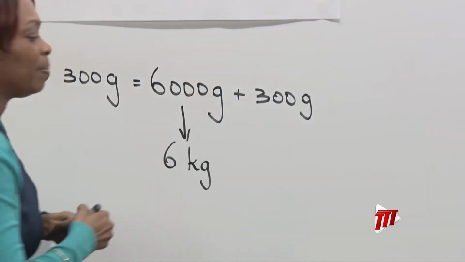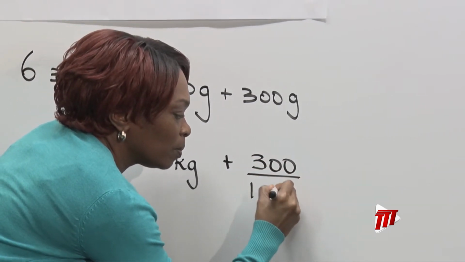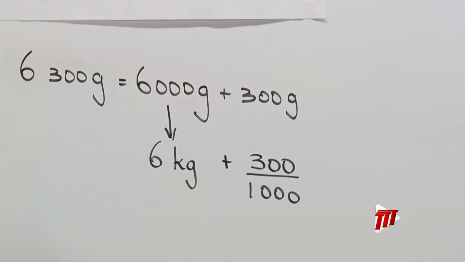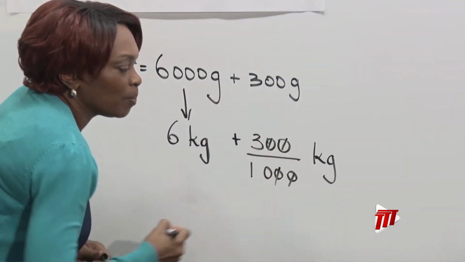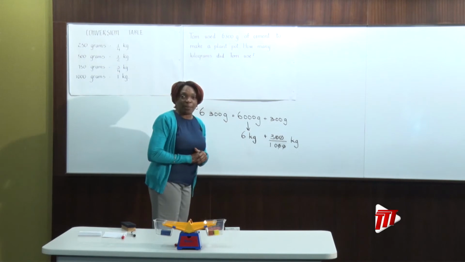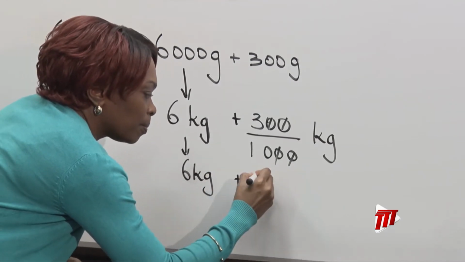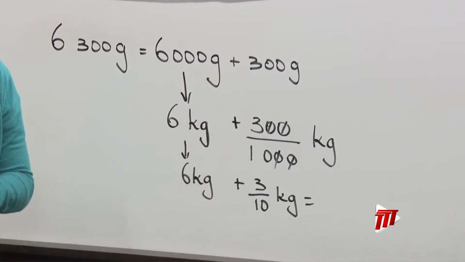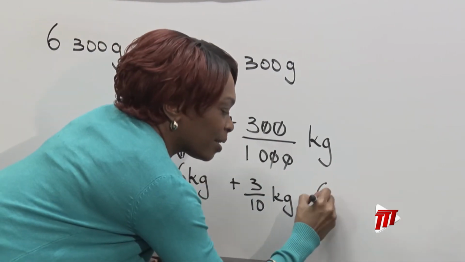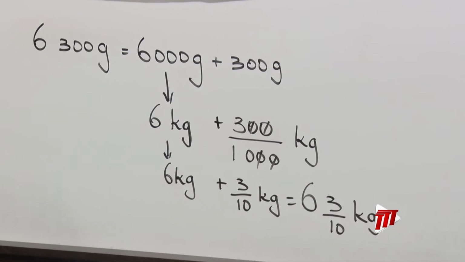Look at me now. Children, are you seeing it? Let's reduce now. So we are left with 3/10 kilogram. Let's put them together. What is going to be our final answer? Let's look at it. Six and 3/10 kilogram. Children, are you seeing it? Well done.